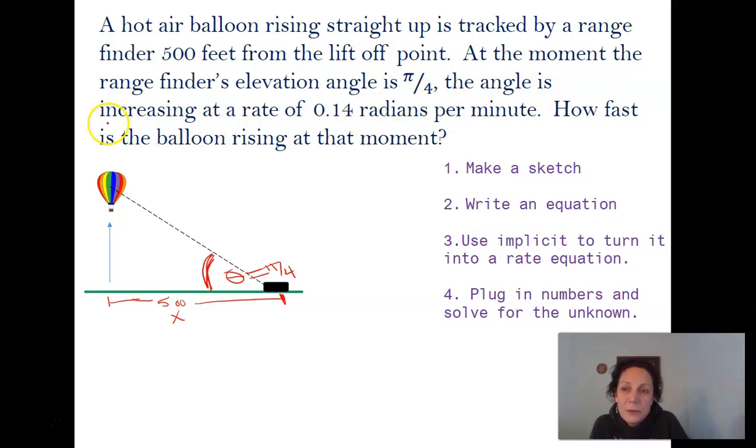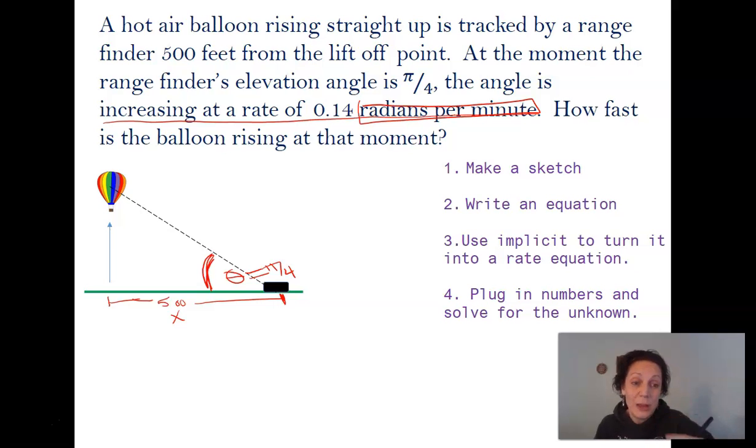the angle is increasing at a rate of 0.14 radians per minute. Now, again, related rate problems: radians per minute. There's a big fat hint that you have a rate, because it's a per unit, right? Also, notice here they used the word rate, but also they said it is increasing, which means when I write my rate down, I know it's going to be positive. So what they just gave you there is a d theta dt of 0.14.